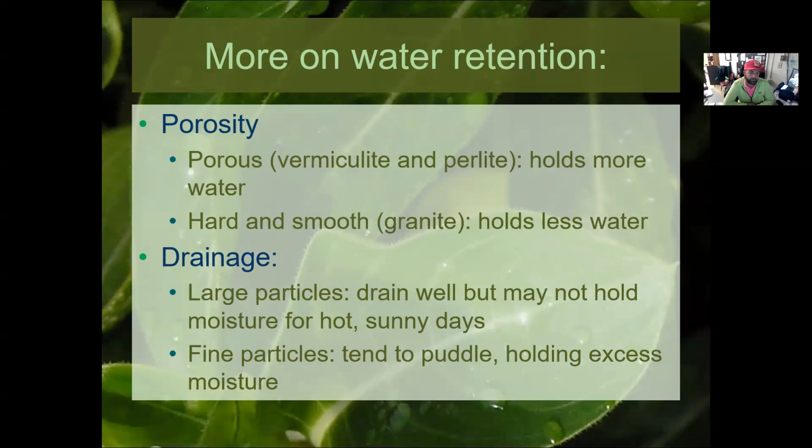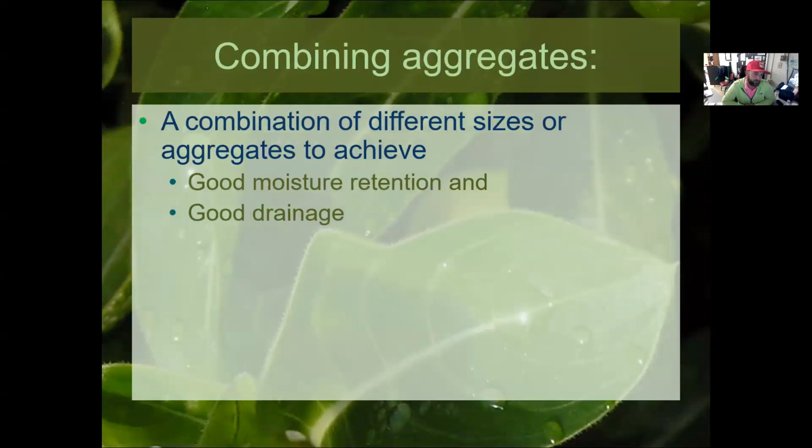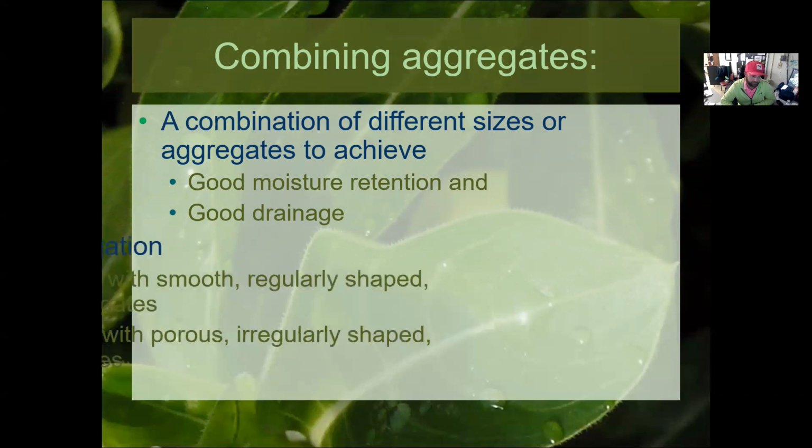Drainage: large particles drain well, but may not hold moisture for hot, sunny days. And fine particles tend to puddle, holding excess moisture. So it's really finding that delicate balance of getting in the right amount of air and water. So it all depends on the crops. So research what you're doing with your crops. Combining aggregates, a combination of different sizes is good for moisture retention and good drainage.